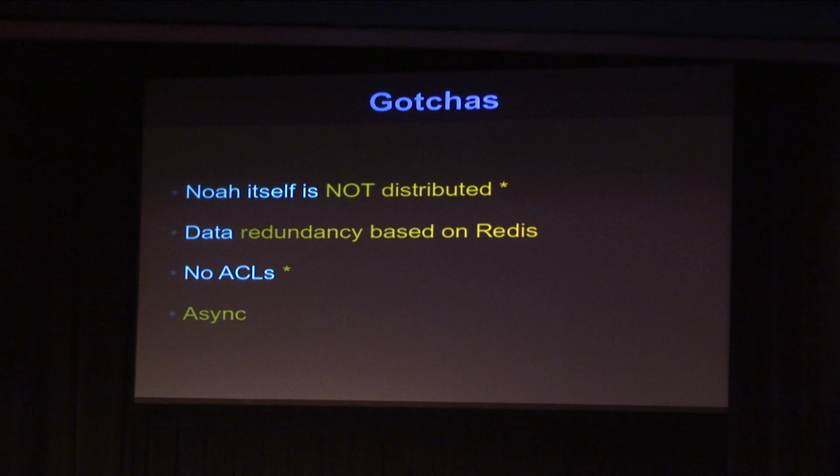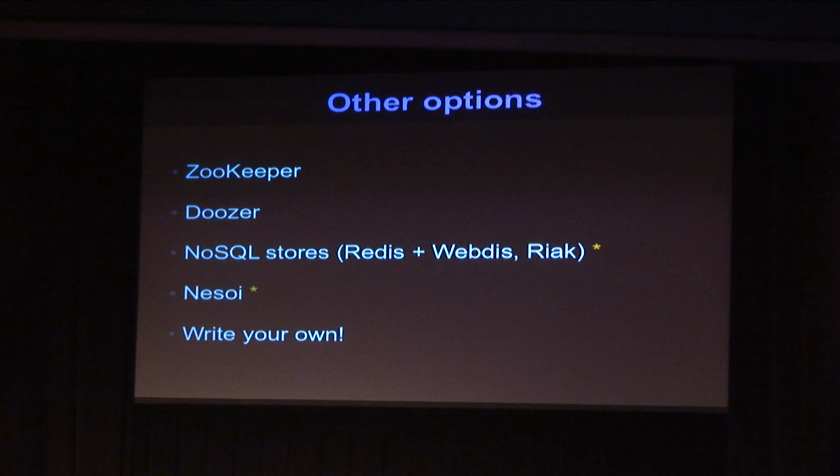That's very important. What you've basically now said is anybody can trigger any action in my infrastructure. You probably want to protect that somehow. It's also asynchronous. If you need immediate, like this has to happen right now, then Noah's probably not the tool for you in that regard. So what are some other options?